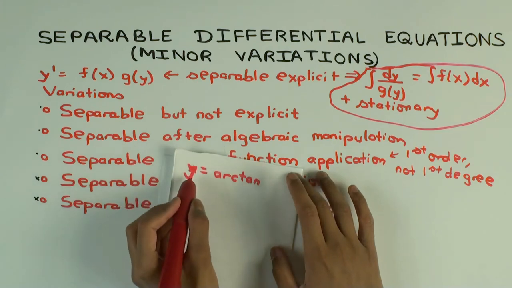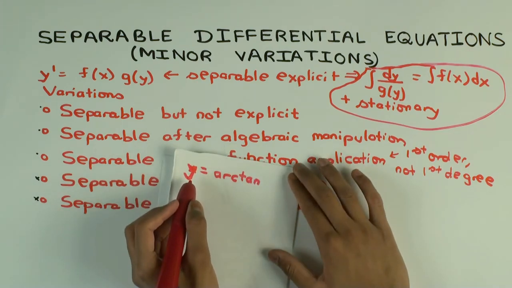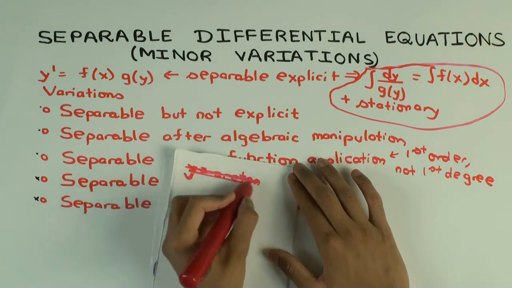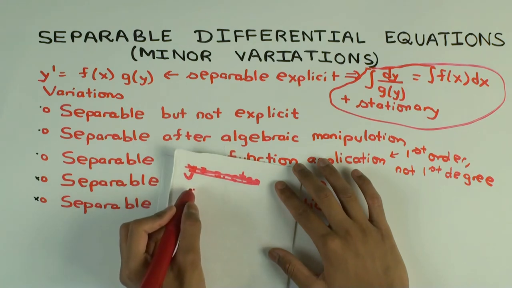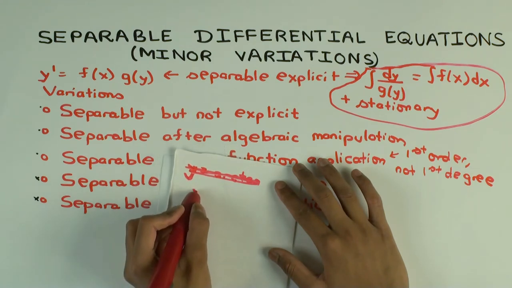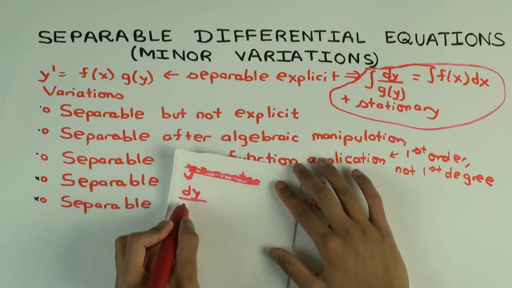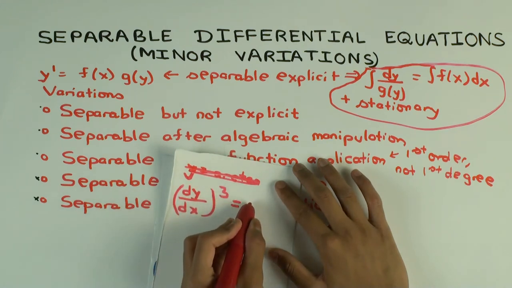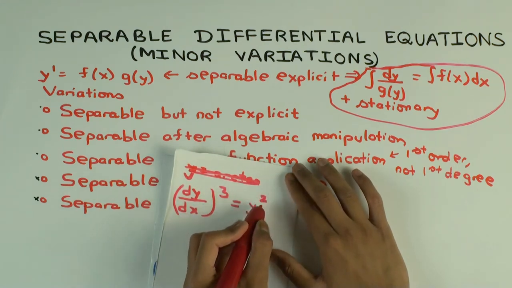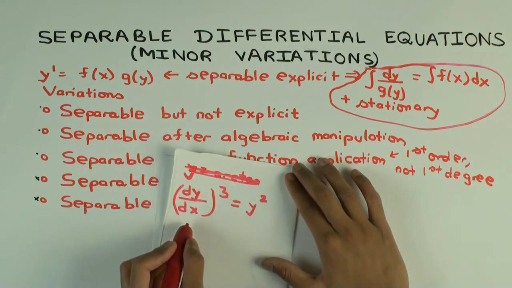So here's the differential equation. Let's just do a simple one. (dy/dx) cubed is y squared. Okay, so this is simple, right?